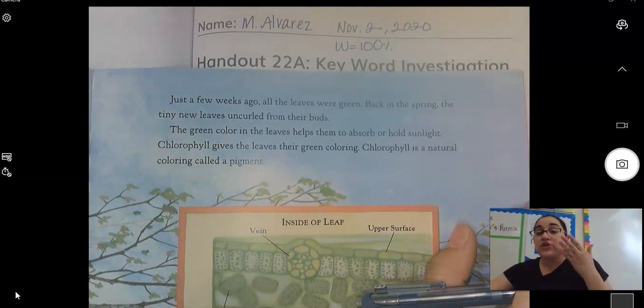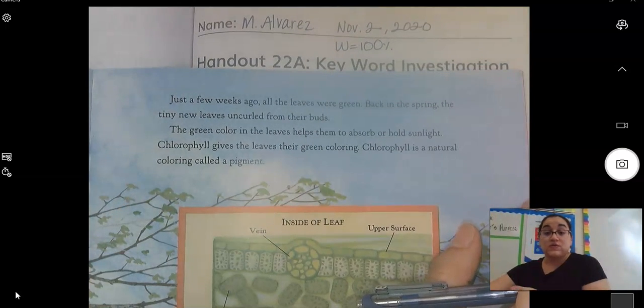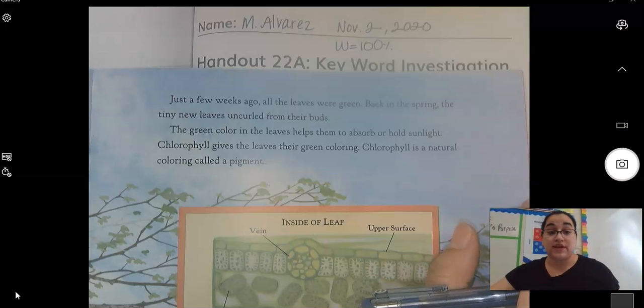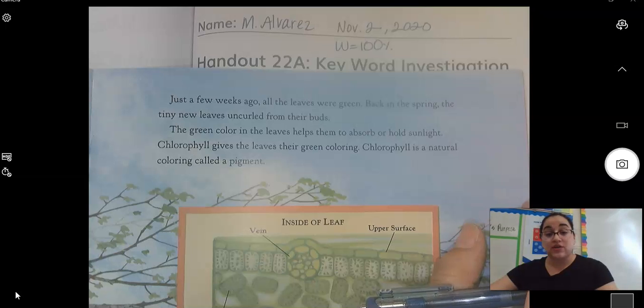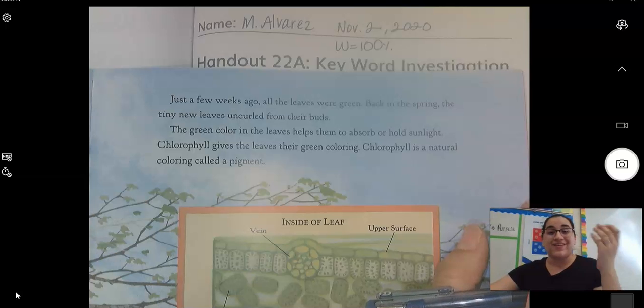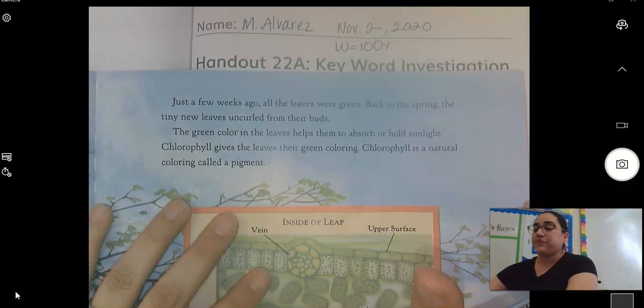While I'm reading, you can also be writing details that you see, because remember, we're investigators. You don't have to wait for me to write the details. You can write the details as I'm reading so that you already have them in mind, and then we can compare answers.